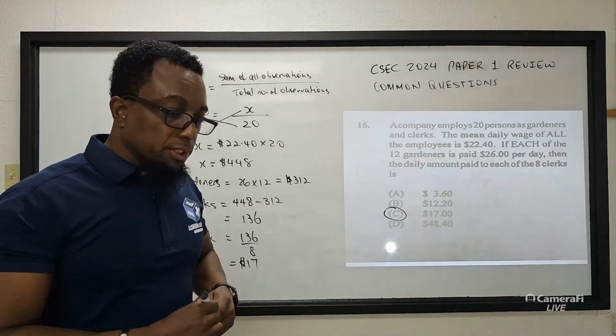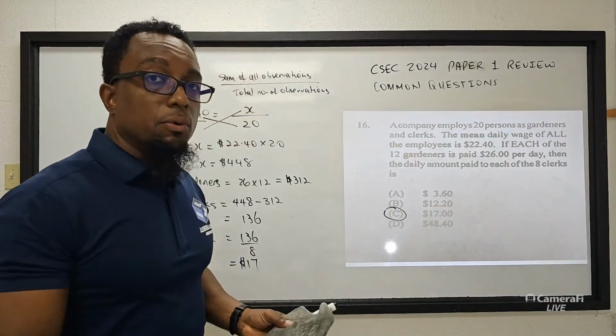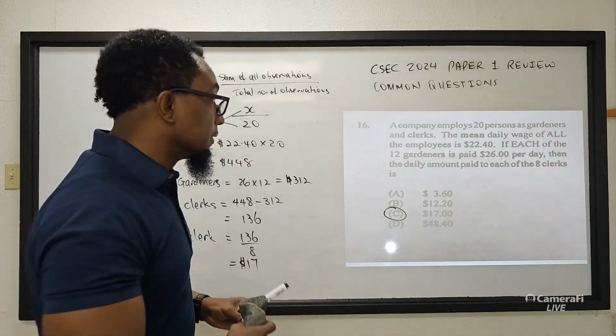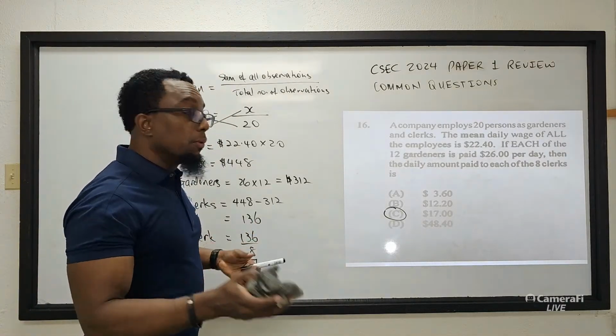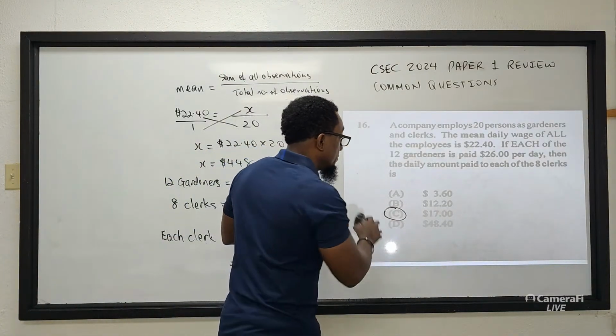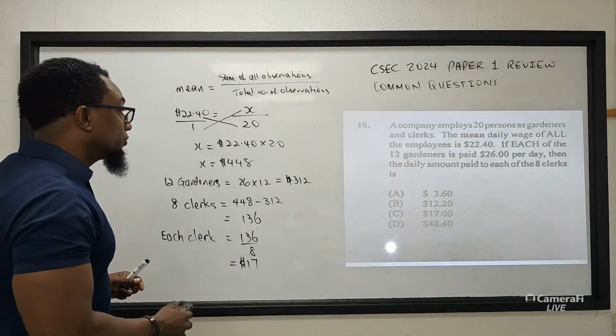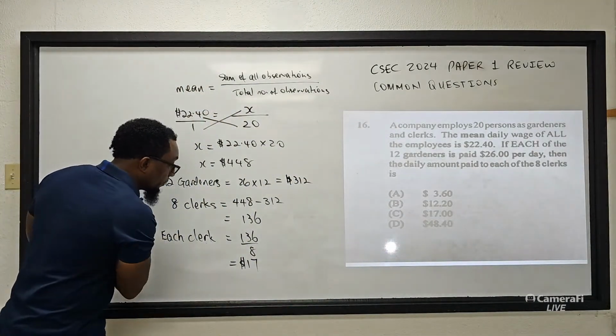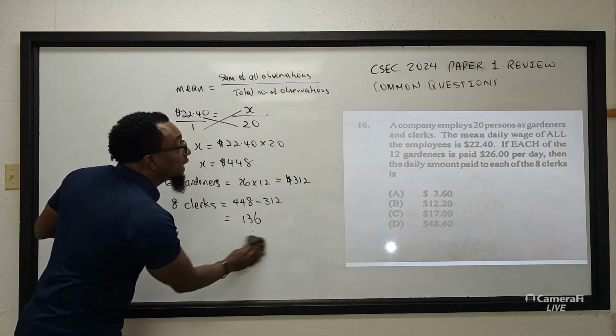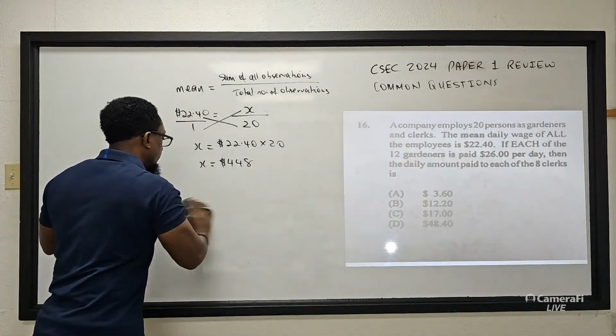Alright? So common questions, and let's make sure we understand how to work it out. So if they make minor changes, we know what to do. And they sometimes do that, right? So CXC or CSEC sometimes do that. Make minor changes to throw you off. So let's make sure we know how to work it out. Alright, let's move on to the next, 17.